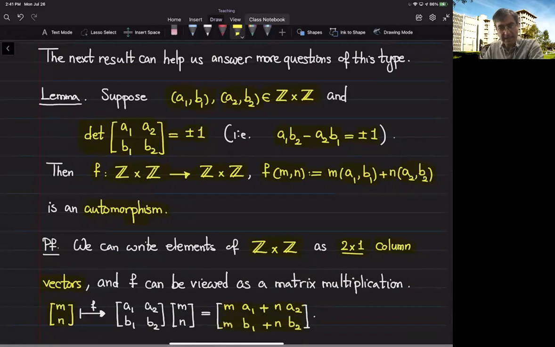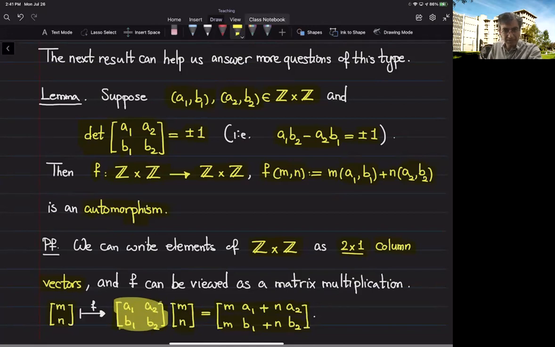So the function f sends this column vector (m, n) to the column vector (m times a1 plus n times a2, m times b1 plus n times b2). And that's nothing but multiplying this 2 by 2 matrix by the given column vector (m, n). So the function f is simply multiplying by this fixed matrix. I give it a vector, and it multiplies that vector by this fixed 2 by 2 matrix from the left.